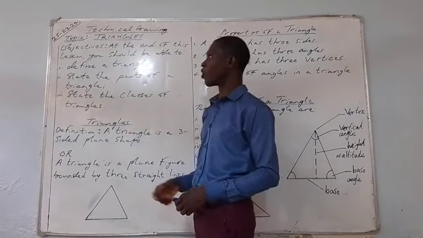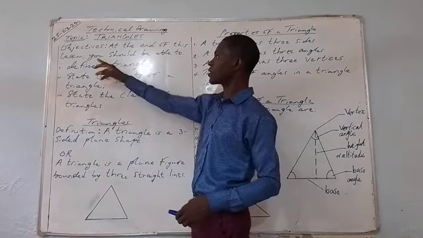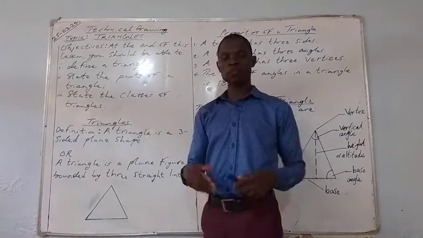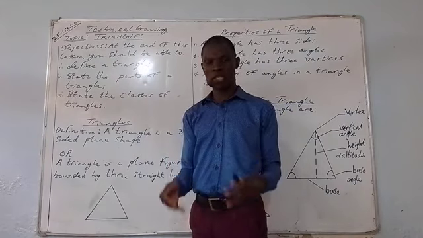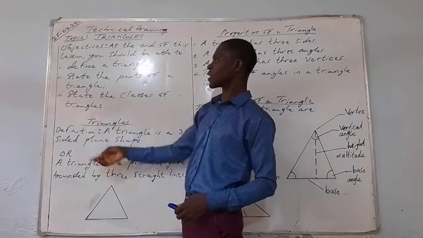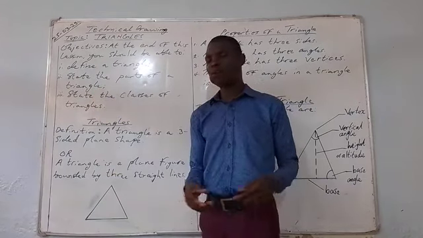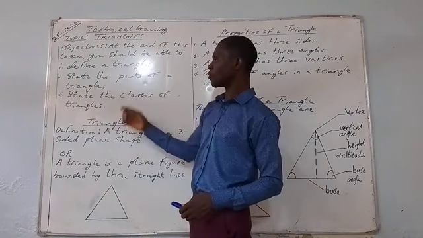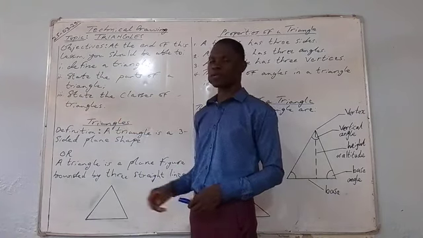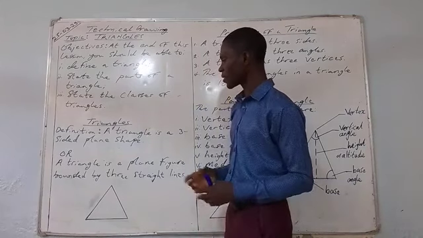And the objective of this lesson, as it is written here on the board, is that at the end of this lesson, you should be able to define or describe a triangle. That's the first objective. The second objective is that you be able to state the parts of a triangle. And the last objective is that you be able to state the classes of triangles. So we are going to be looking at that here in this lesson.